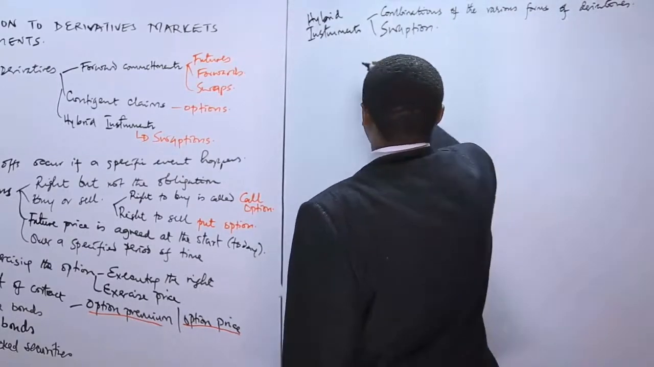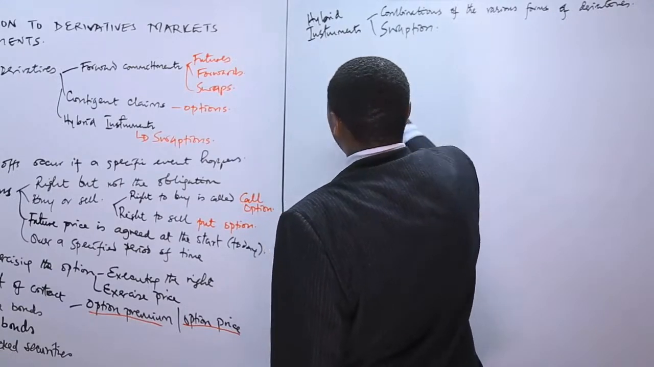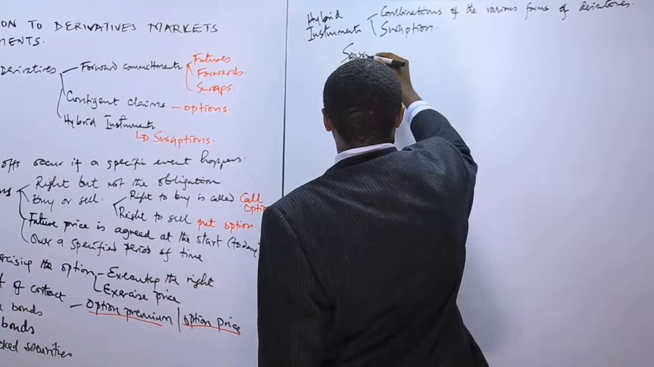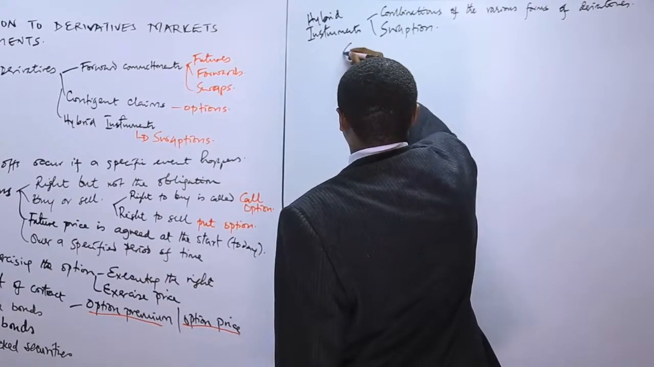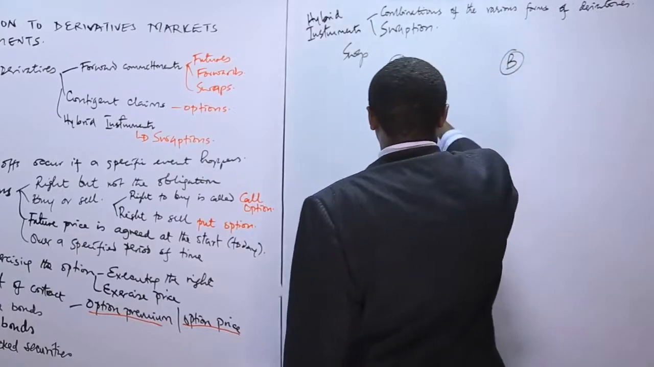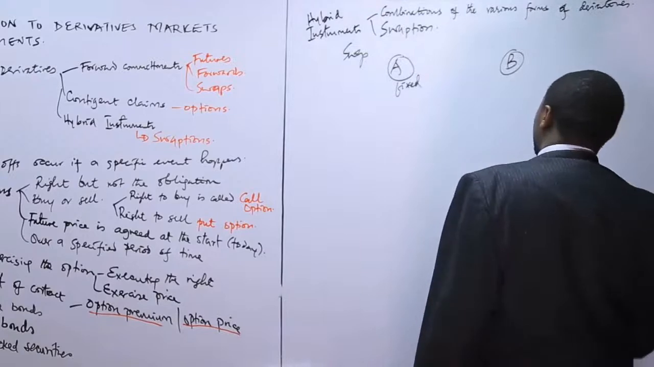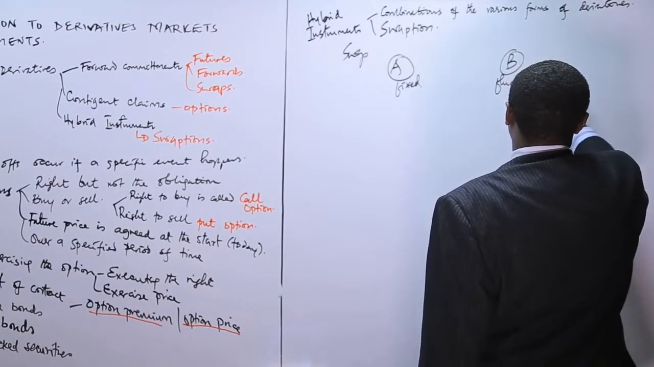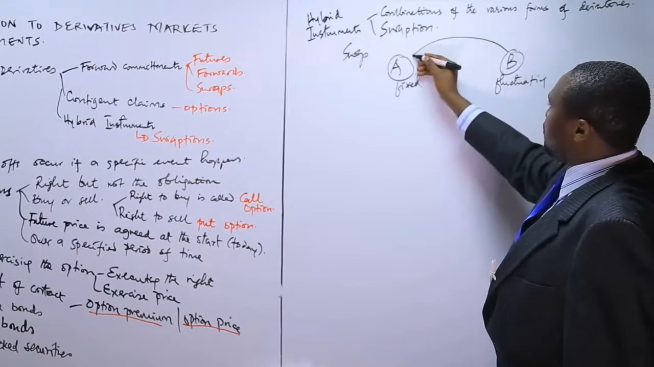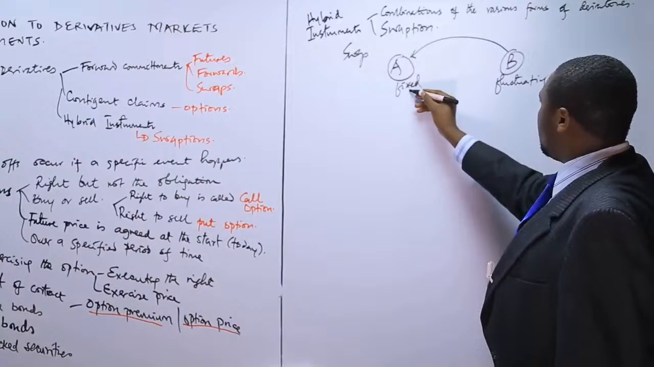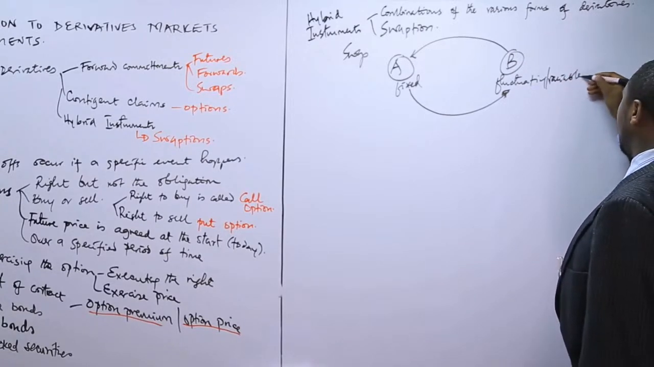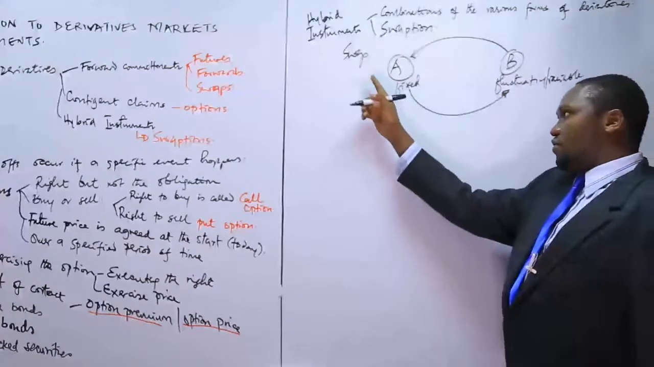What is a swap? We say that a swap is an arrangement between parties to exchange either the fixed with the variable. So with a swap here, we are saying there is party A and there is party B. Party A is currently paying loans at a fixed rate. Party B is currently paying at a fluctuating rate. Party B would like to get exposure to the fixed rate. Party A would like to get exposure to what? The fluctuating or the variable rate. So in the exchange, they have created a swap.